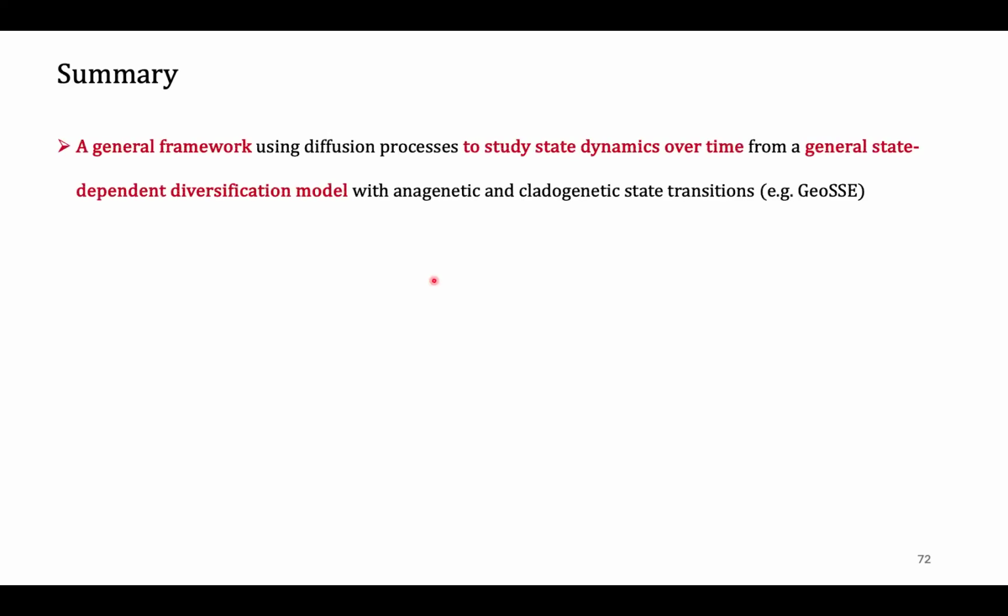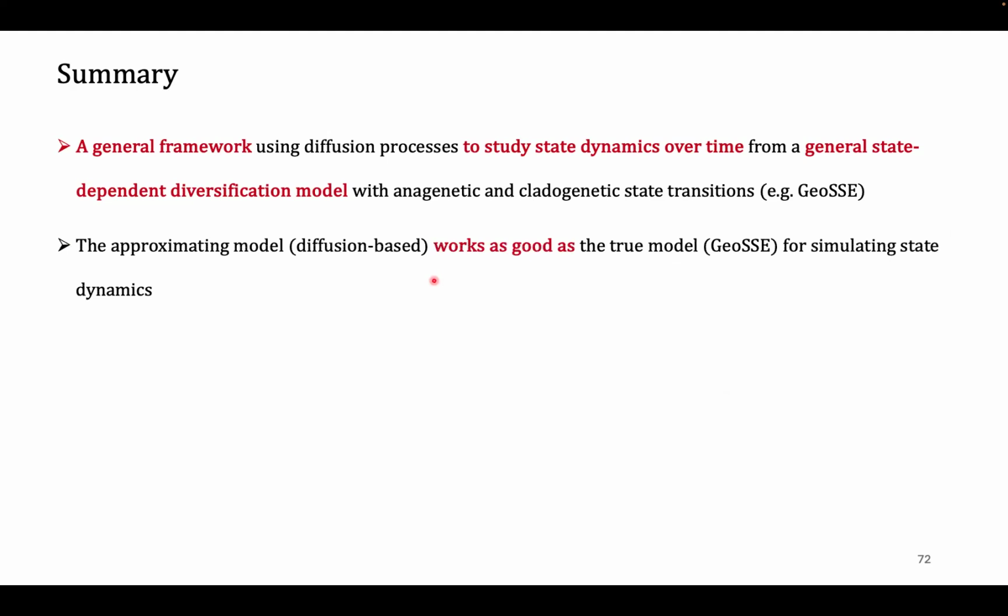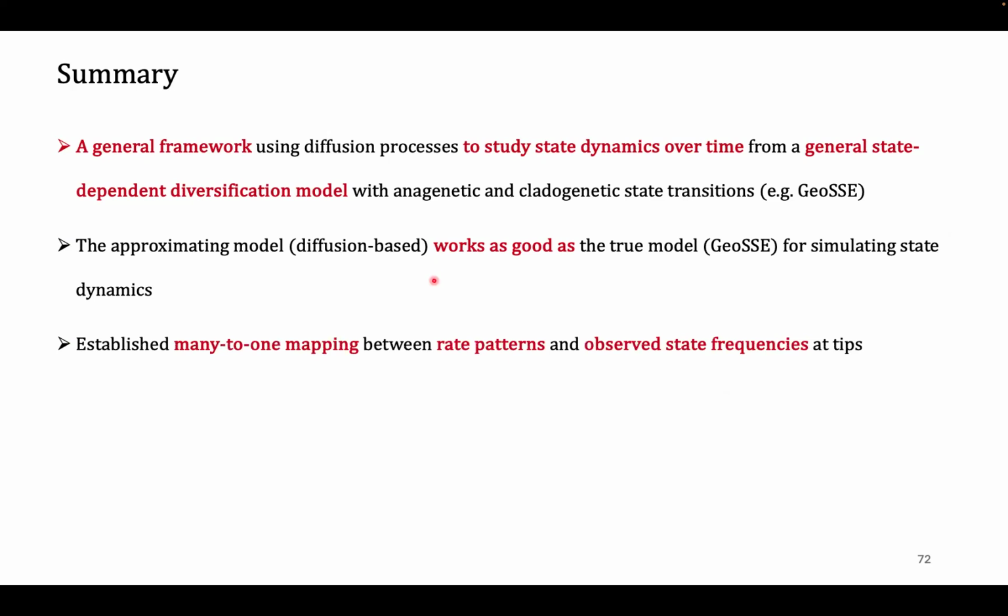Further, just a summary, you have this general framework that studies how state dynamics evolve over time in a model that accounts for species range evolution, along with the lineage classifications. And then we saw from simulation that the approximating model works as well as the true generating process, for example, this GC model for simulating state dynamics. And we have this many-to-one mapping between rate patterns and the observed state frequencies at the tips.